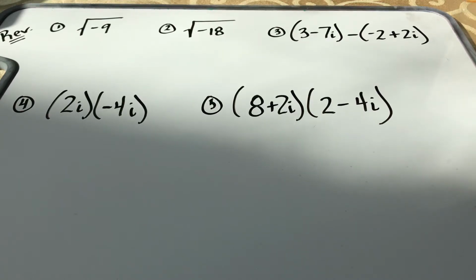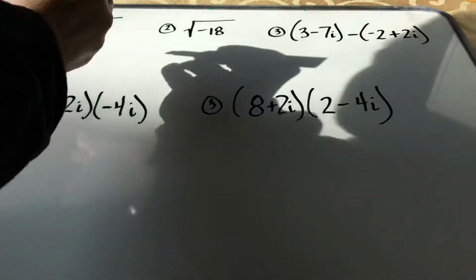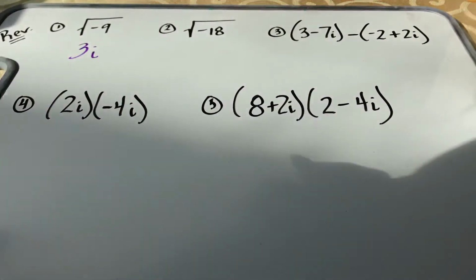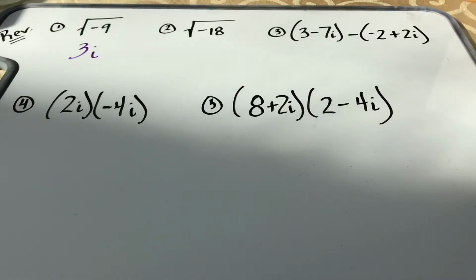So in example 1, we have the square root of negative 9. Now the square root of 9 is just 3. So what happens with that negative sign? All right, so the square root of negative 9 is going to give us 3i, because if you recall, the square root of negative 1 is how we get i. So that was kind of a nice perfect square.